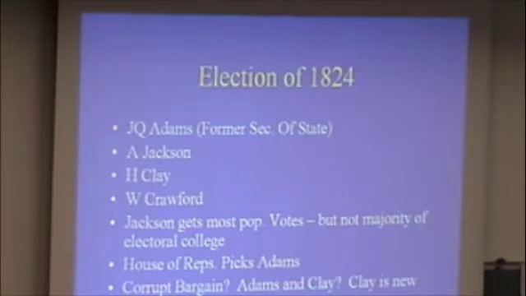We should note that, given all of their history, it would be most unusual for Adams and Clay to have engaged in such a corrupt bargain. Nothing else in their career fits that, but it does look bad. And Jackson is the man of the people. He said he was the people's choice. He is enormously angry and hurt, and he spends the next 4 years campaigning for the presidency.